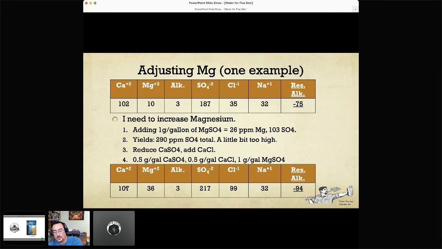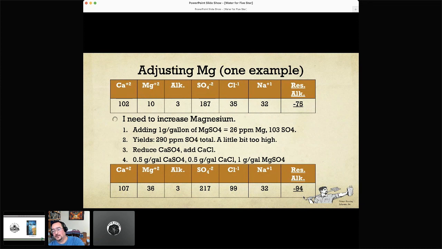So I'm still at about 100 ppm calcium. I've raised my magnesium from 10 to 36. My alkalinity is still the same at 3. My sulfate has changed from 187 to 217. Pretty comparable, you know, not too different. My chloride has gone up to 99, but in terms of sulfate to chloride ratio, we're still at around a 2-to-1 ratio, which is good for pale ale. Sodium is unchanged, and my residual alkalinity has come down some.